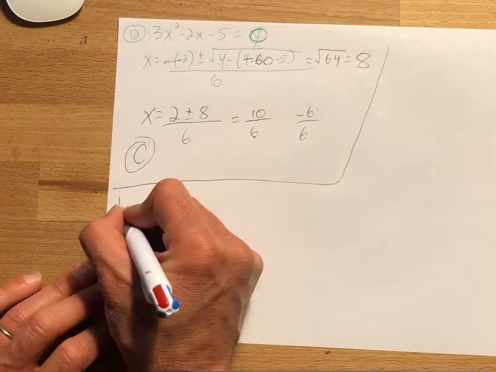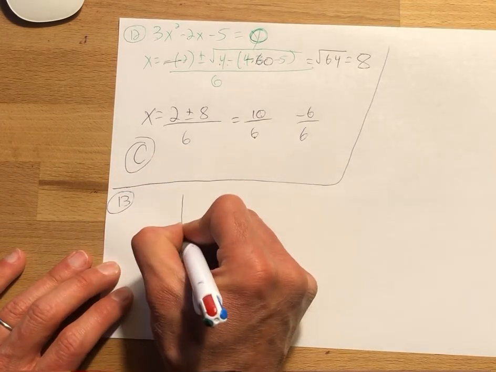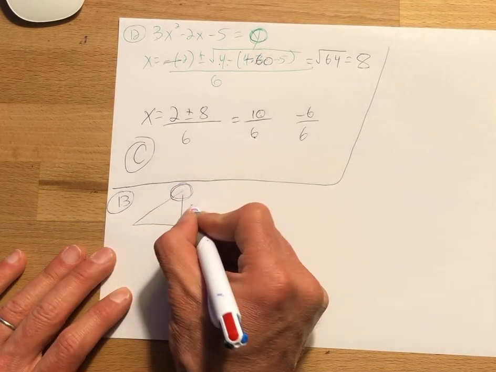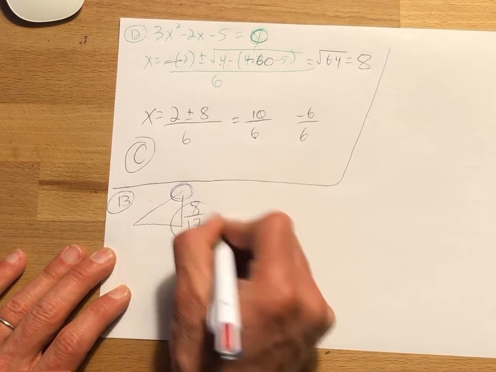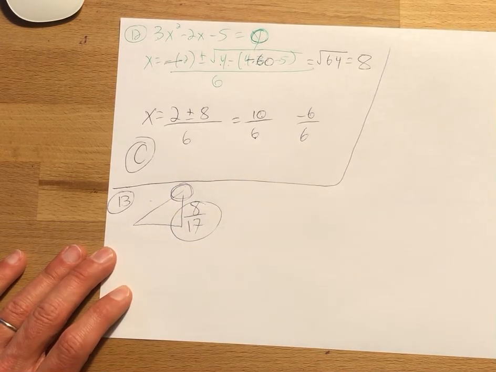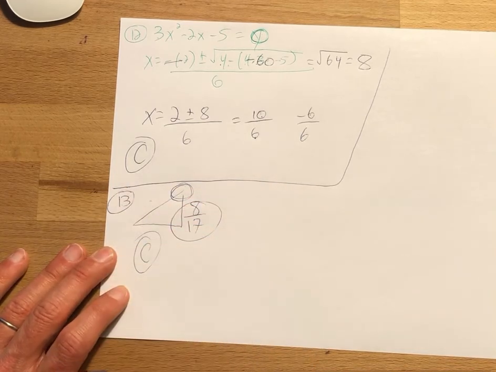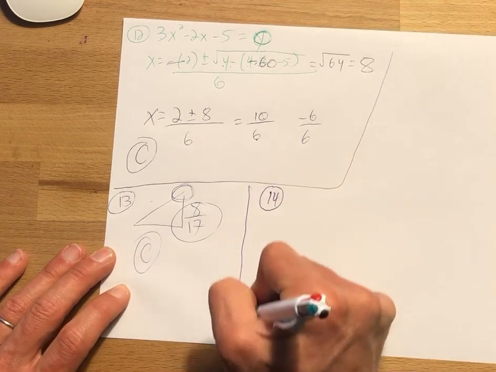Okay, that's 12. For number 13, cosine of angle B is this angle, which is adjacent over hypotenuse. 8 over 17, that is the cosine. 8 over 17, which is letter choice C. All right, 2 more questions. Number 14.